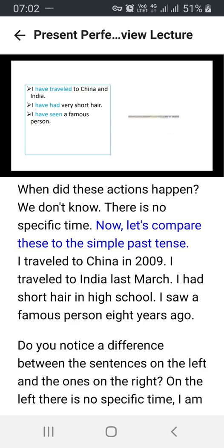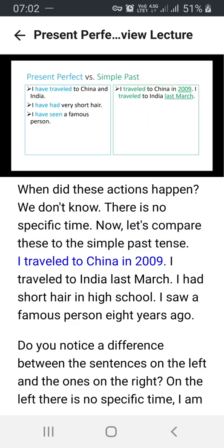Now, let's compare these to the simple past tense. I traveled to China in 2009. I traveled to India last March. I had short hair in high school. I saw a famous person 8 years ago.